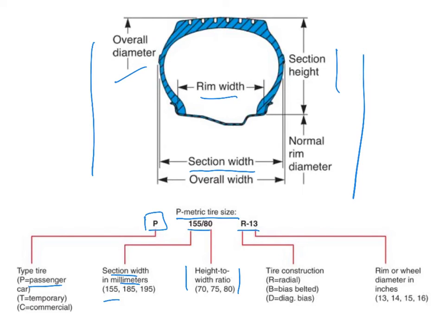The R will tell you what type of construction is the tire. Is it a radial, a bias belted? In this case, it's an R for a radial tire. And lastly, the 13 will tell you the rim or wheel diameter in inches. So again, when you're buying tires, finding that P metric information is an important first step in determining the right size tires that you need for your car.